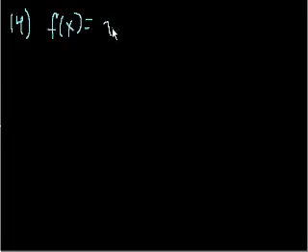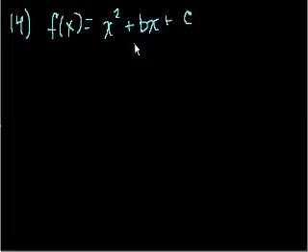We're on problem 14. If the function f is defined by f of x is equal to x squared plus bx plus c, where b and c are positive constants, which of the following could be the graph of f? So b and c are positive.